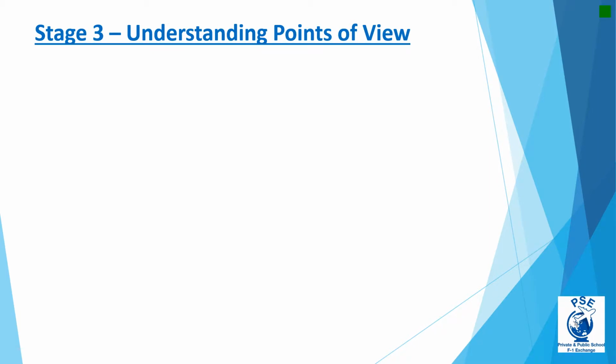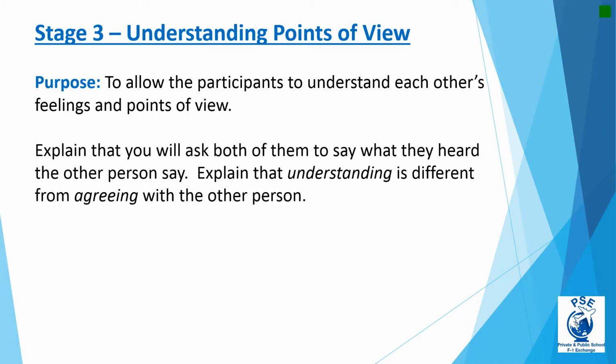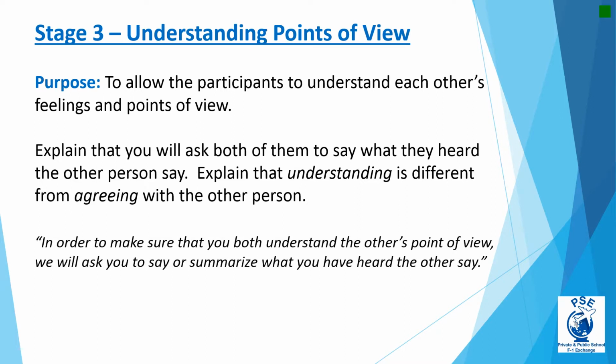Stage 3, Understanding Points of View. The purpose of Stage 3 is to allow the participants to understand each other's feelings and points of view. Explain that you will ask both of them to say what they heard each other say. Explain that understanding is different from agreeing with the other person. Say something like, "In order to make sure that you both understand the other's point of view, we will ask you to say or summarize what you've heard the other person say."